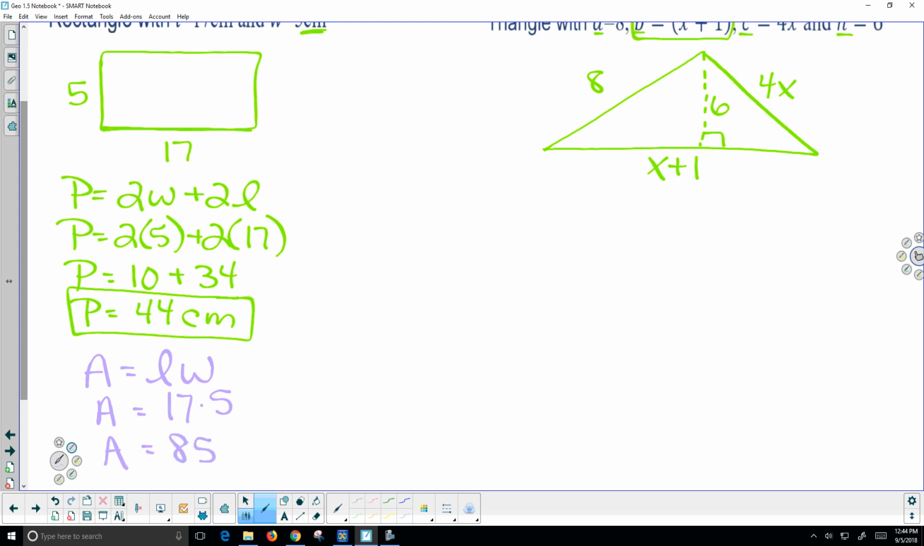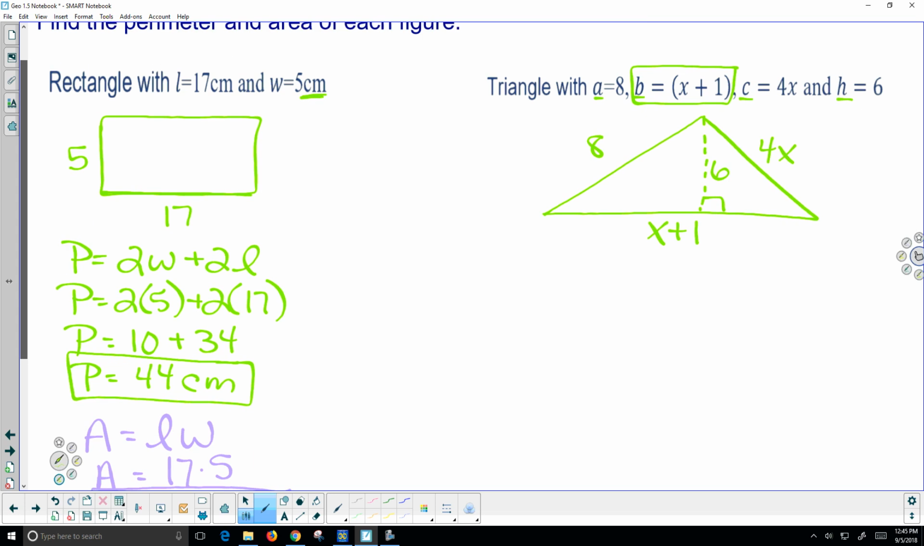I think it's 85, and I do need units. Because it's area, I say this is centimeters squared or square centimeters. Either one of those will work. Okay, so let's get started on the triangle.